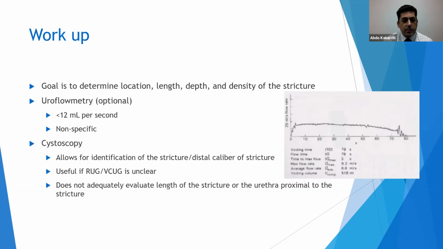Now, we could do cystoscopy as well. The advantage of the cystoscopy is that it allows you to directly see the stricture, and this could be very helpful in case your other tests are equivocal. The problem with the cystoscopy is you could only see the distal caliber of the stricture, and you are unable to determine the length of the stricture, and you are unable to really evaluate the degree of spongiofibrosis that is there. So it does not adequately evaluate the length of the stricture or the urethra proximal to the stricture, but it does give you an idea of where the stricture is located, at least where the distal part of the stricture is.